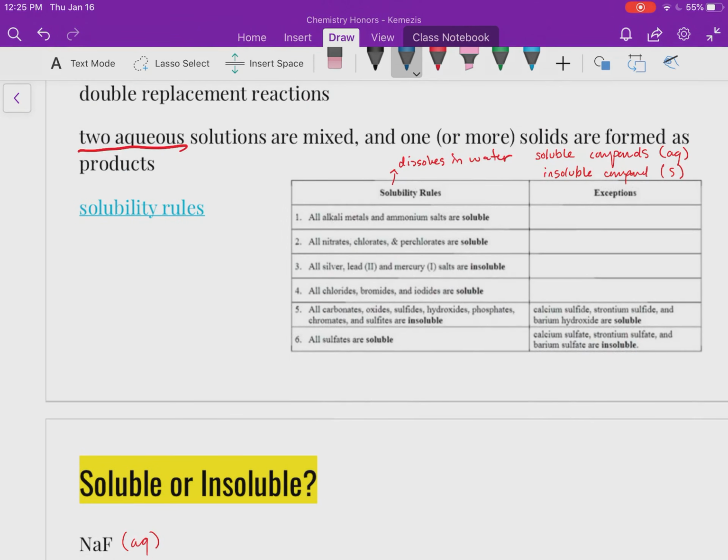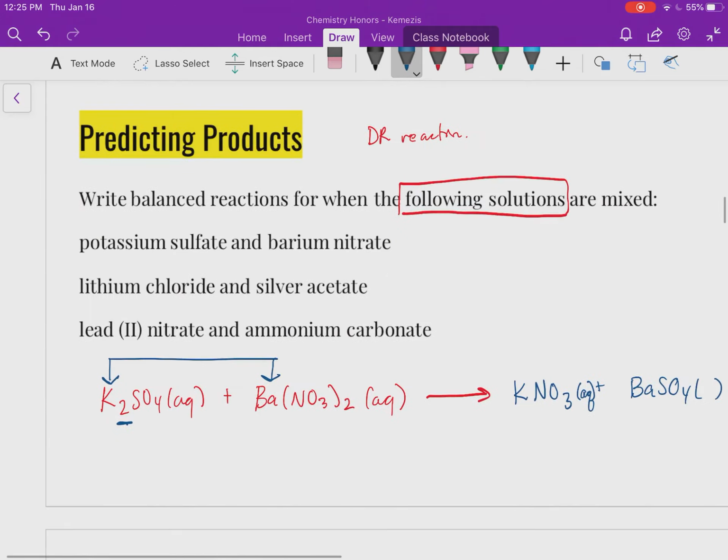Again, barium is not an alkali metal. The first rule does not apply. All of the rules do not apply until we get to the sulfates. And it says all sulfates are soluble. We need to read the exceptions. It says calcium sulfate, strontium sulfate, and barium sulfate are insoluble. Those are exceptions to the rule, so we get an S there. So we just predicted our products.